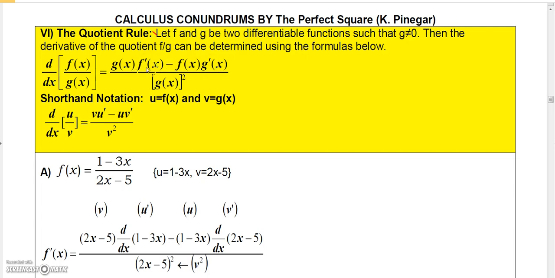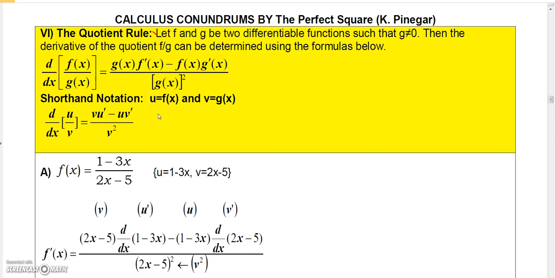So the numerator kind of looks a little bit like the product rule, but there's two important differences here. This is a minus, so not a plus, and it's very important which of these terms you write first. You must write the g of x times f prime of x first, because if you get it backwards, the answer will be wrong. So g of x times f prime of x minus f of x times g prime of x, and then the denominator is whatever the g of x function is squared.